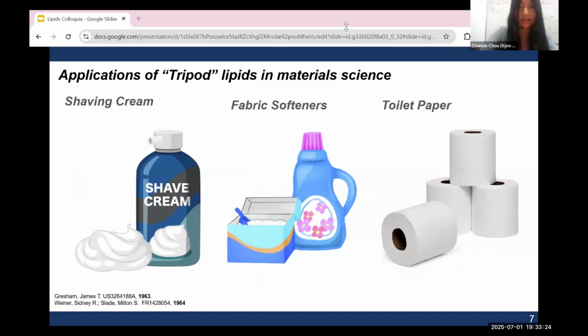So aside from the drug discovery road, tripod lipids are also used in material science, and they can typically be used for softening purposes, which means they can be found in shaving cream, laundry detergent, or even toilet paper.